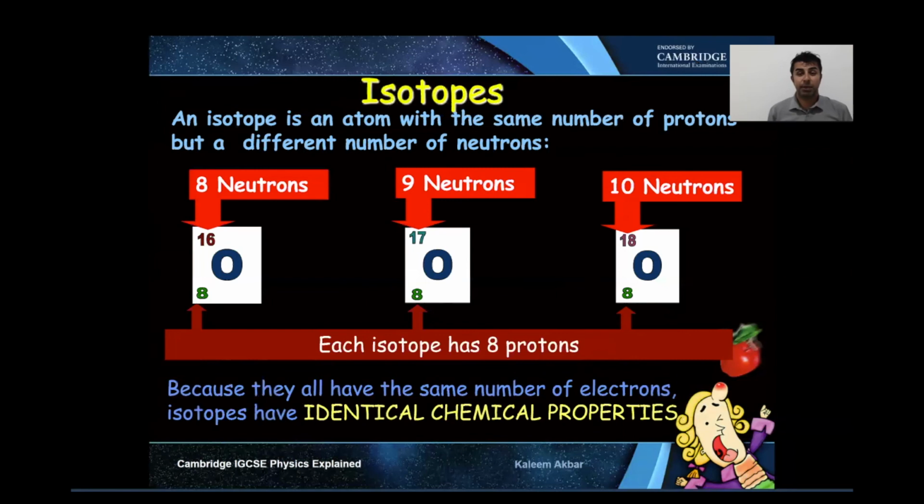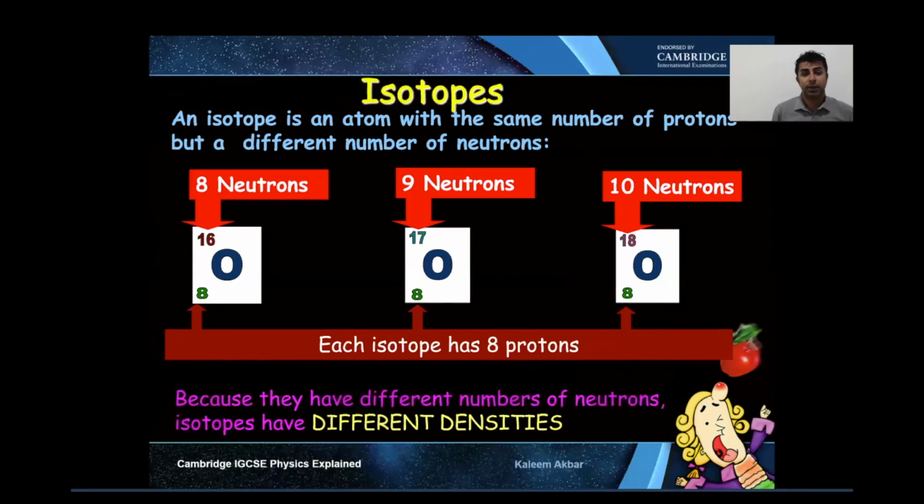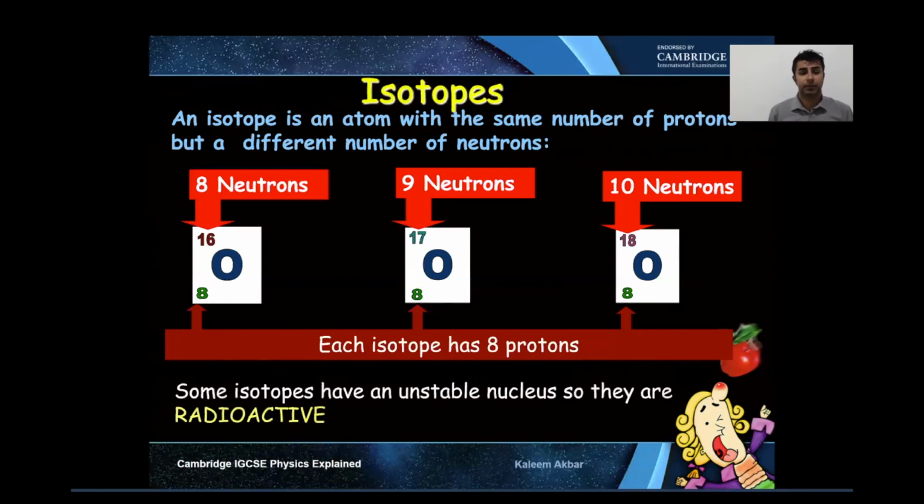Because they all have the same number of electrons, isotopes have identical chemical properties. Because they have different numbers of neutrons, isotopes have different densities. Some isotopes have an unstable nucleus, so they are deemed radioactive.